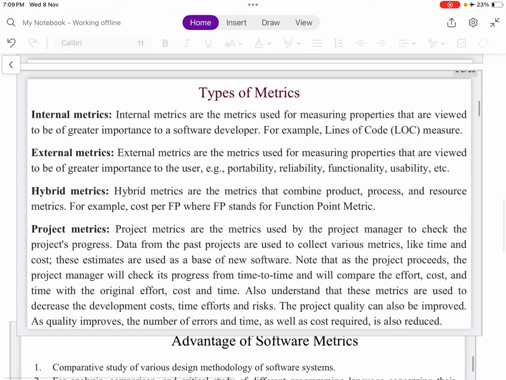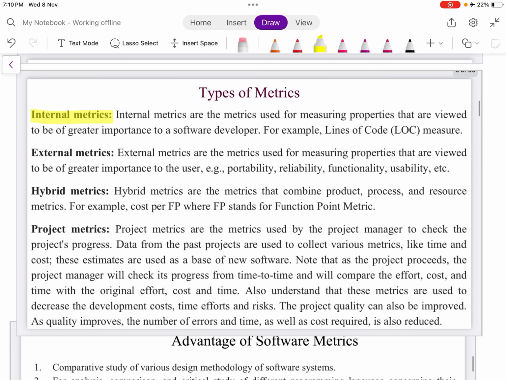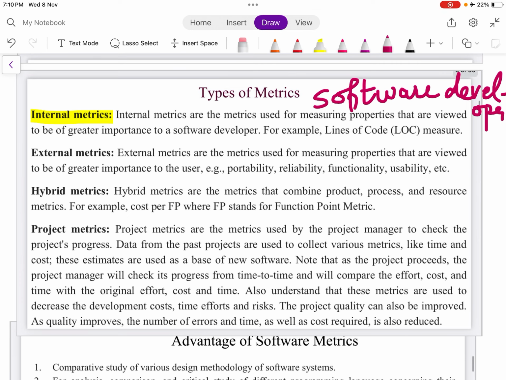Types of metrics. Internal metrics. Internal metrics are the metrics used for measuring the properties that are viewed to be of greater importance to the software developer. For example, lines of code measure. So internal metrics are those metrics which are more important to the software developer. An example is the lines of code measure.